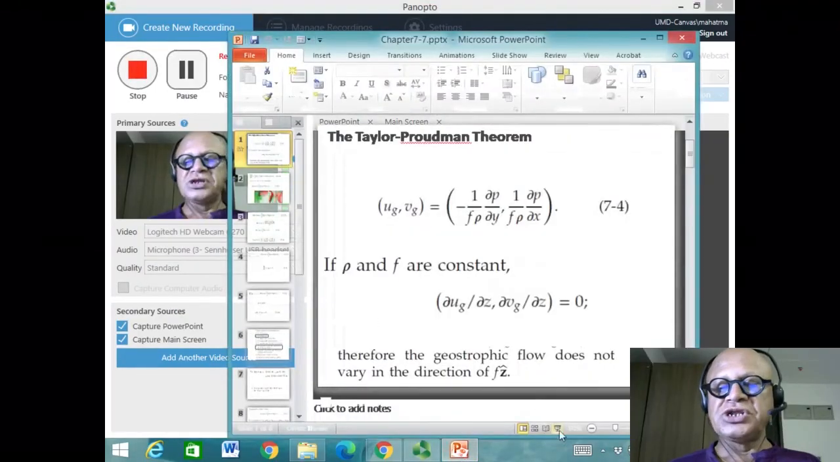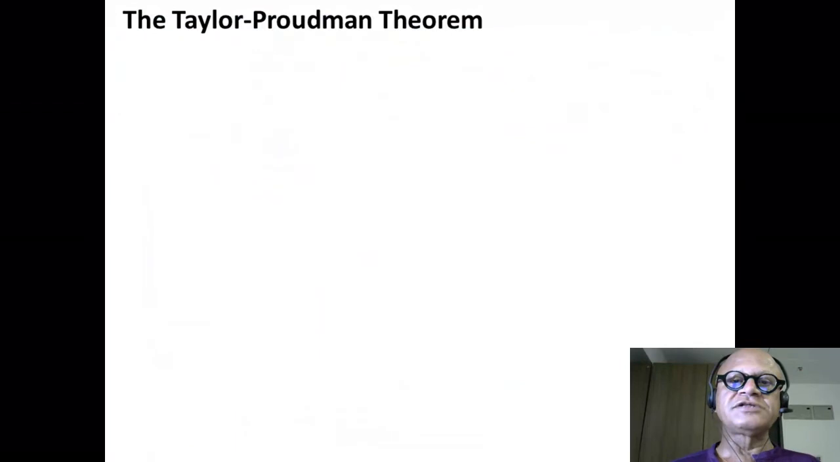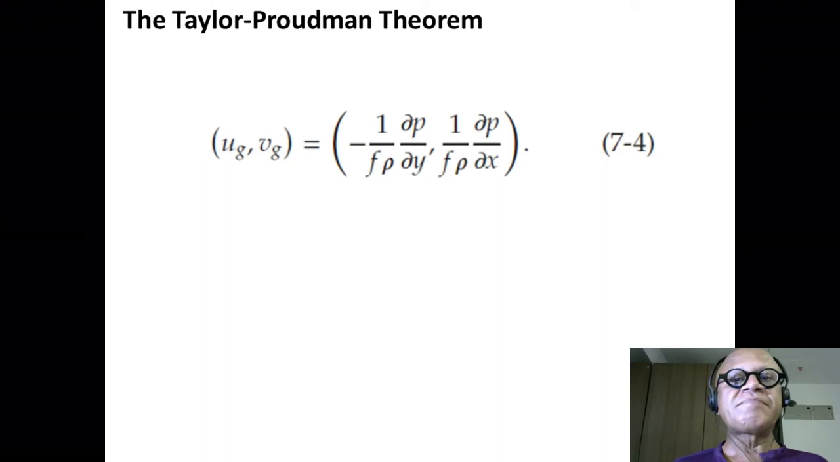So I already mentioned Taylor columns as something that will come out of these balances. So let's see formally how actually it comes about. The Taylor-Proudman theorem emerges directly out of this geostrophic balance we started with and the non-divergence in the horizontal plane.